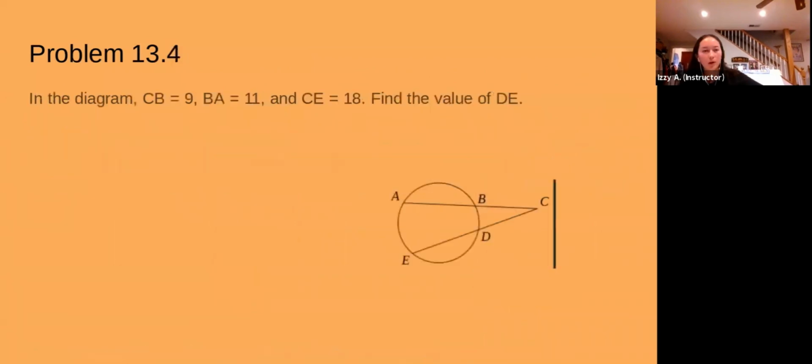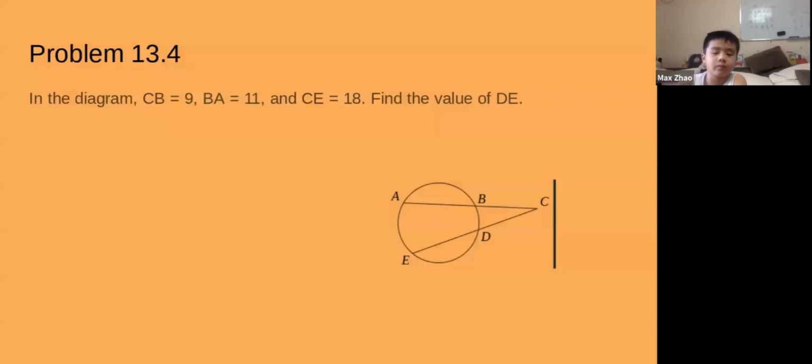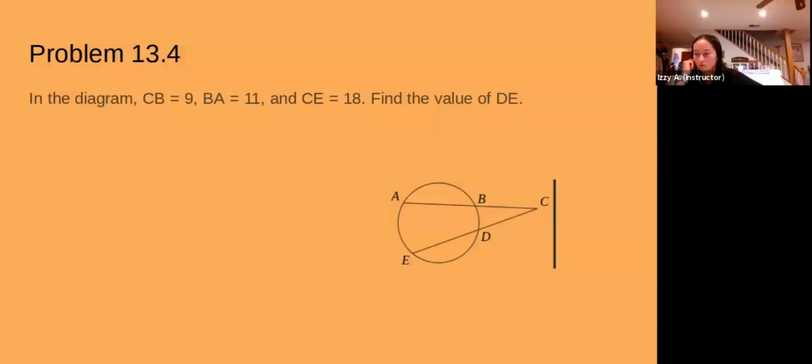So I will go ahead and go to the next problem. In the diagram, CB is equal to 9, BA is equal to 11, and CE is equal to 18. Find the value of DE. But we still needed to find DC.